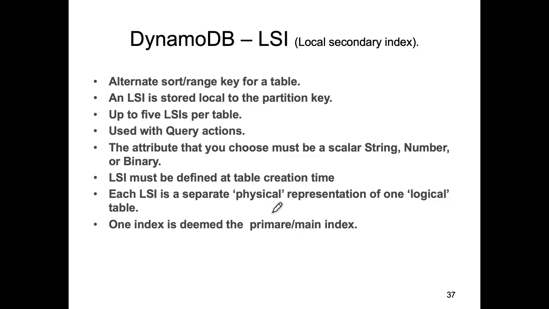One index is deemed the primary or main index, and the others are called secondary indices. There's also this facility called global secondary indices. I'm not going to cover them, but they essentially allow an index to be cross partition, whereas these LSIs are within a partition. The GSIs are across the set of partitions that make up your table.